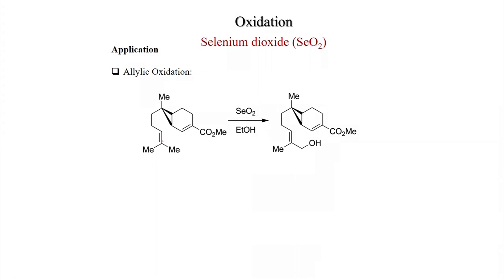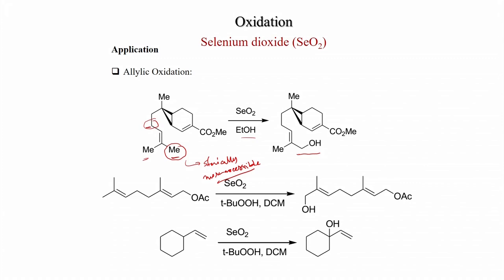Like this allylic system, there are three allylic carbons, this methyl and this CH2 group, and if you put selenium dioxide in ethanol, you get selectively this methyl going to the CH2OH group. So, this is very important. The group which is getting oxidized is trans to this group. So, what does it mean? It means that it is sterically more accessible. So, the methyl group which is more sterically accessible is getting oxidized to the OH. This methyl is getting oxidized to the allylic alcohol.